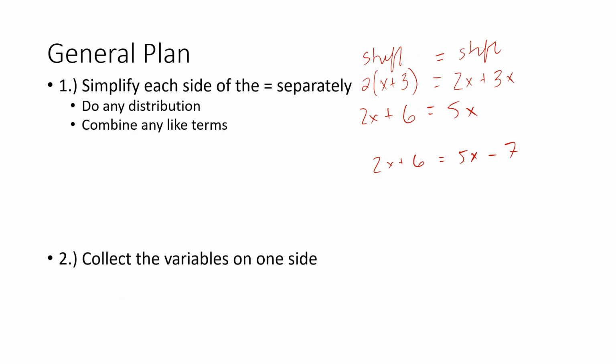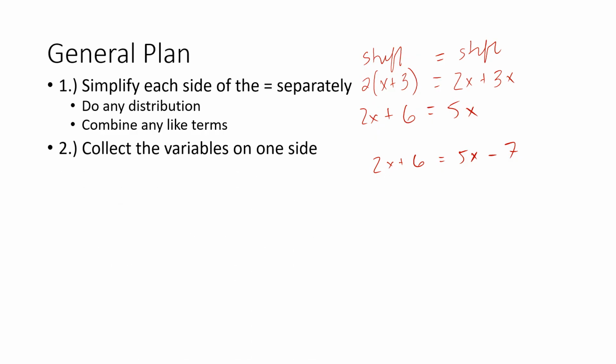Then collect the variables on one side. You can move them all to the right. You can move them all to the left. Just decide which one of these do I want to have cancel out to 0, and then pick what you need to add, positive or negative, and just do it to both sides. So you get all your variables on one side, and then solve the resulting 1 or 2 step equation. So depending on what you got, you're going to have just a 1-step equation or a 2-step equation, and you should be good to go. That's a general plan.